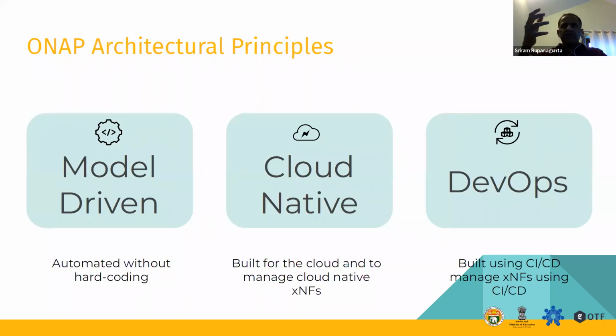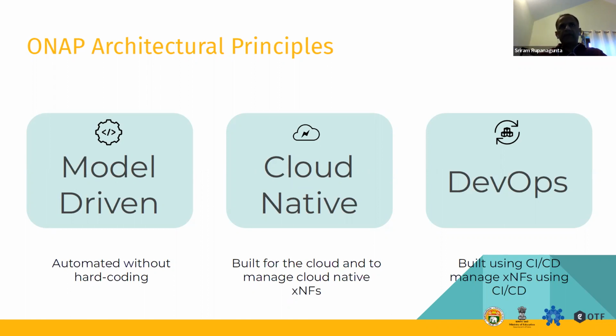So in terms of the architectural principles, let me briefly talk about how ONAP is run. I already mentioned the model driven aspect. The way ONAP works is that you should be able to do a lot of things without coding or hard coding. You can install ONAP, and then without writing any code or upgrading the ONAP software, you can change the behavior. The way you do it is by adding new models to it. So it's completely model driven.